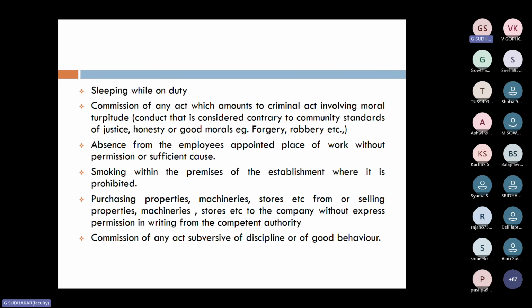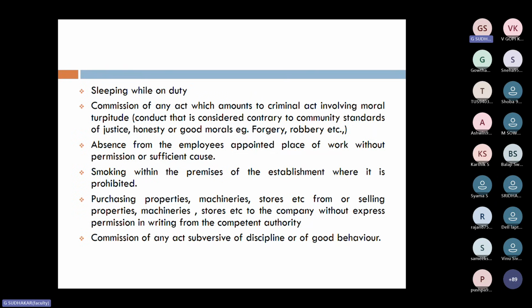Then one more thing is sleeping while on duty. This question has been asked several times. Sleeping while on duty is one of the misconducts. They will ask like this: one of the following statements in the CDA rules is false. Sleeping whilst on duty is a correct one, so they will give some wrong answer, and you have to identify which one is wrong. Commission of any act that amounts to a criminal act involving moral turpitude. Very important is absence from the employee's appointed place of work without permission or sufficient cause. This question has been asked several times, 4 or 5 times.